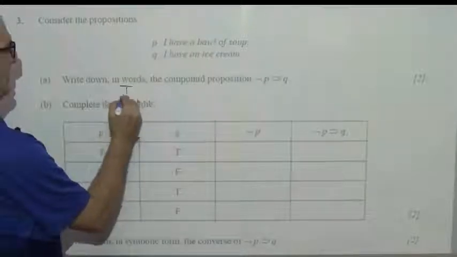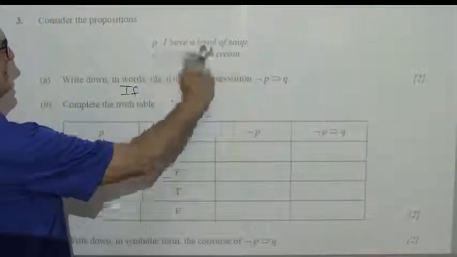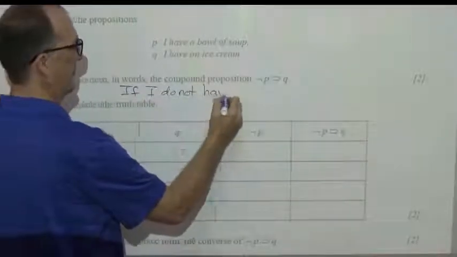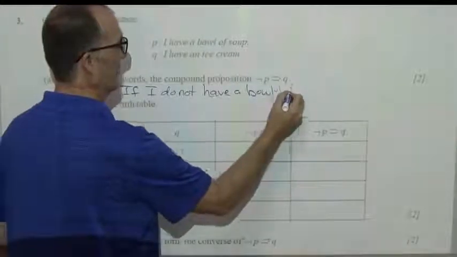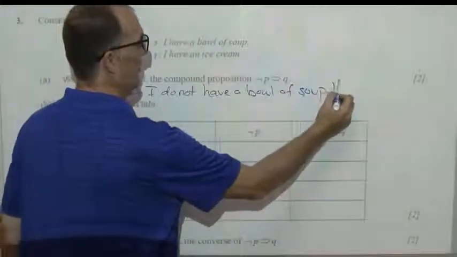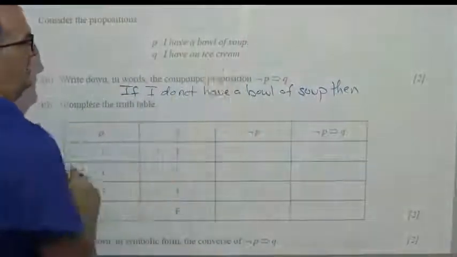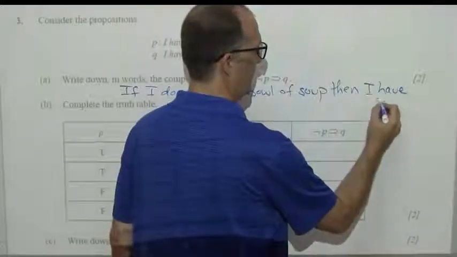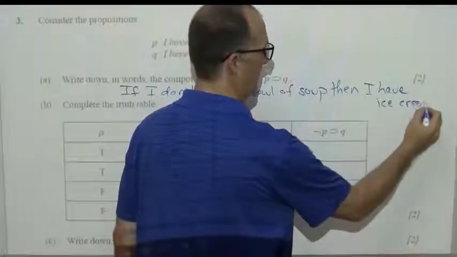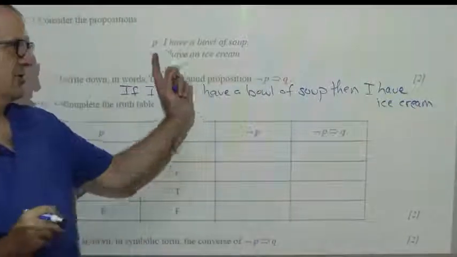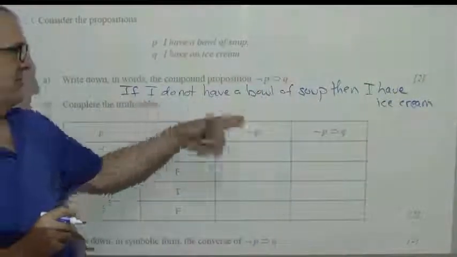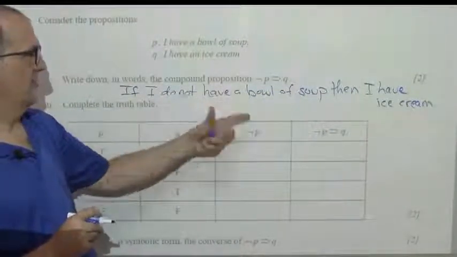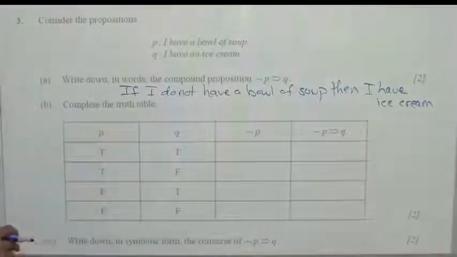So if not P, I do not have a bowl of soup, then I have ice cream. Your 2 marks in this case are going to be having the words if and then, and the second mark will be having not a bowl of soup and ice cream in the correct positions.